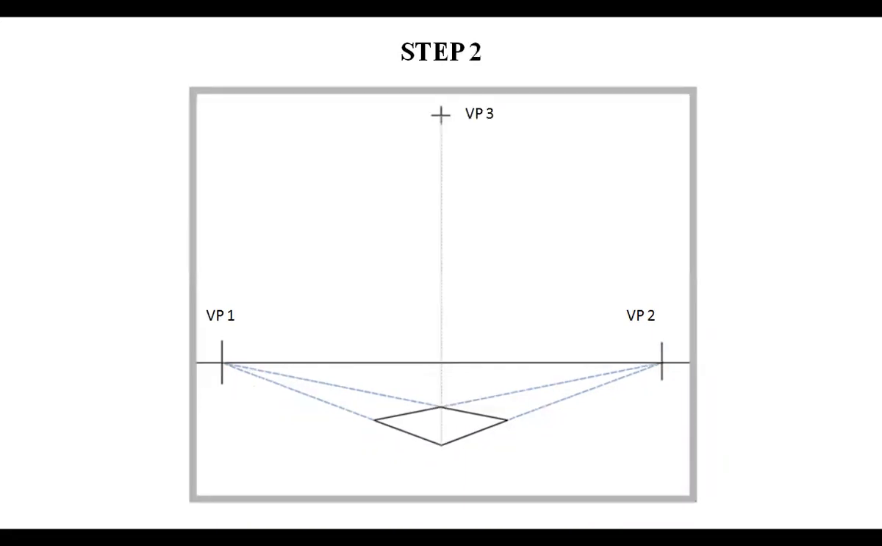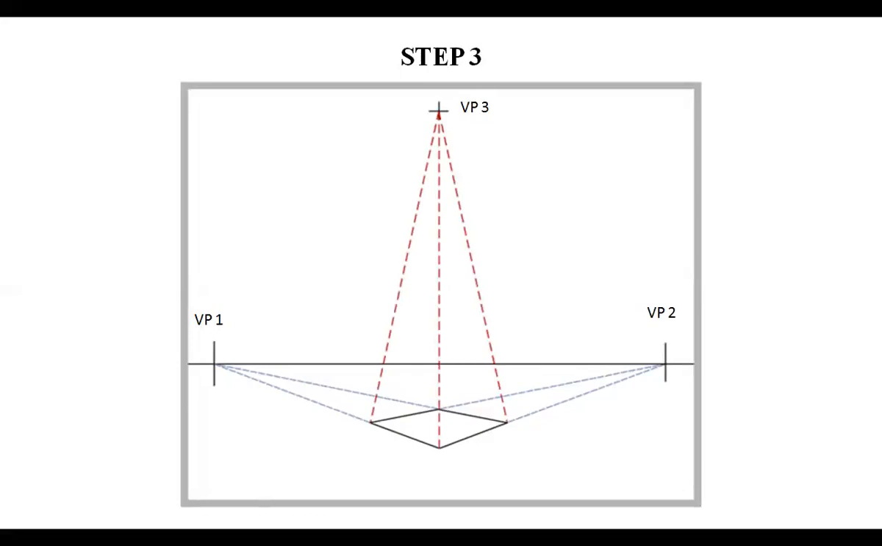Step 2. Place the third vanishing point, VP3, above the line of horizon in the middle between the two vanishing points. The position should be a bit far above the horizon. Join the bottom edge of the shape to VP3. The line should be perpendicular with the line of horizon.